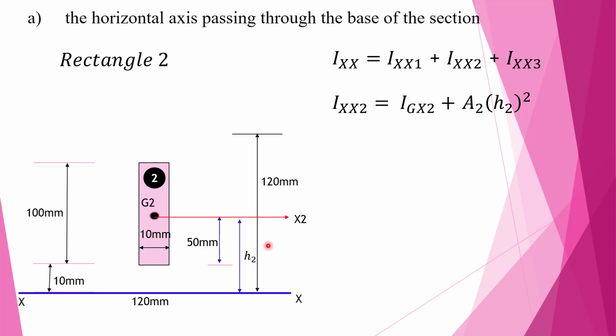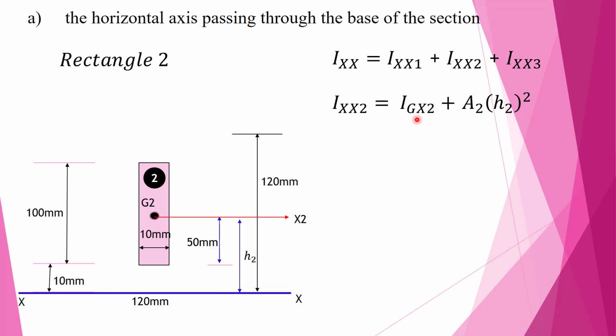Okay. Now what is h2? h2 is the distance between G2 X2 and the axis about which we need to find the moment of inertia. That means the reference XX axis. What will be that distance? That will be 50 plus 10. So that is h2, right?